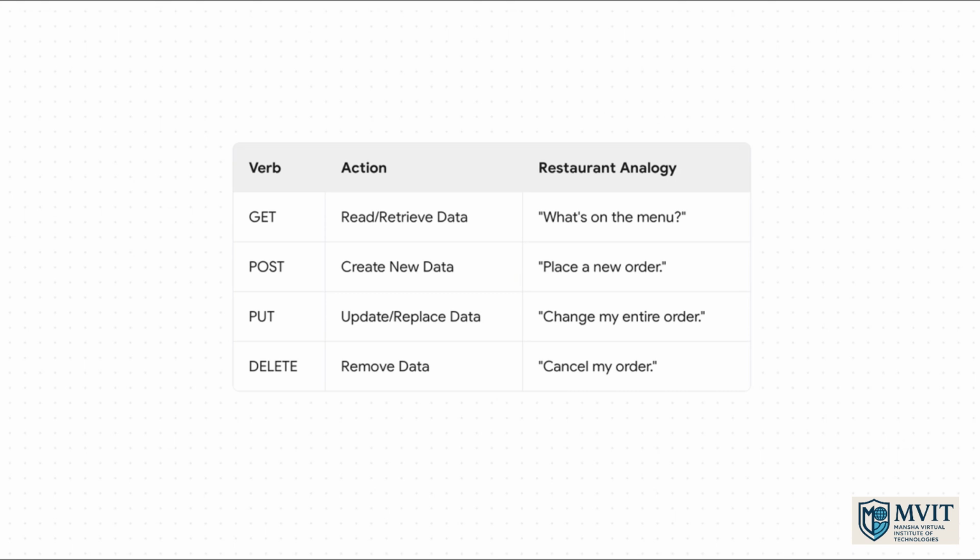So, how does this communication actually happen? It uses a standard set of commands, or HTTP verbs. Think of it like a really simple language. A GET request is you asking the waiter, "Hey, can I see the menu?" A POST request is when you say, "I'd like to place a new order." A PUT would be changing your order, and delete, well, that's pretty self-explanatory. You're canceling the order. It's this simple, common language that lets everything work together so smoothly.